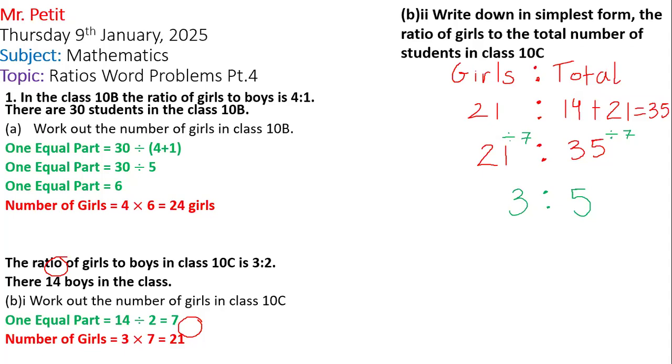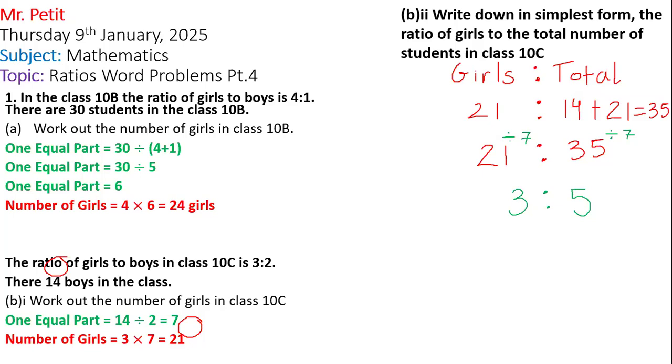Once you do that, you get 7. Then for the number of girls, you look at the question again. It says the ratio of girls to boys in the class is 3:2. So the first number, which is 3, you multiply 3 times 7, which equals 21. That's the answer. Very good.